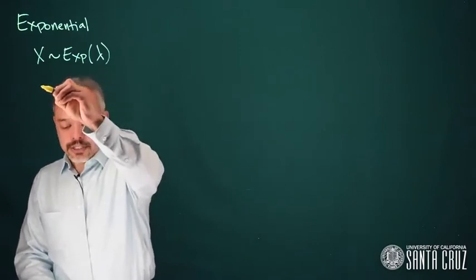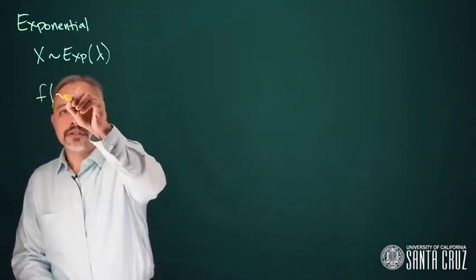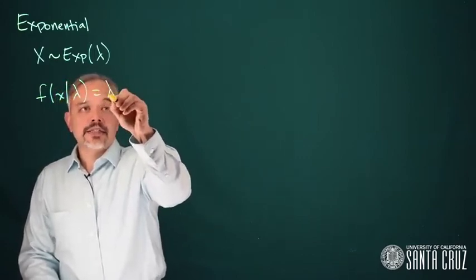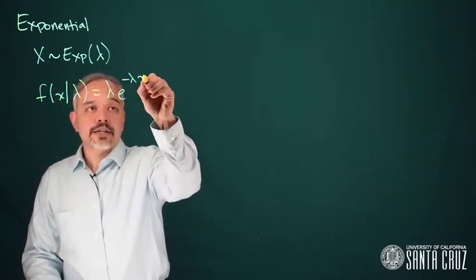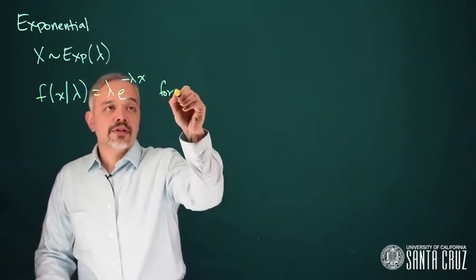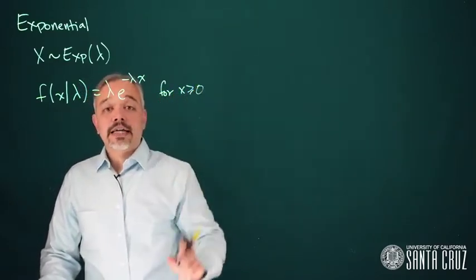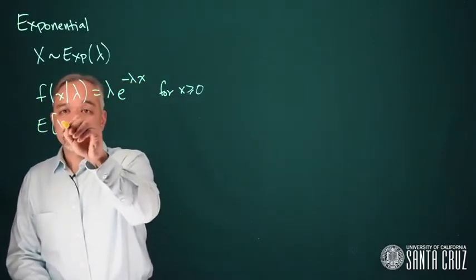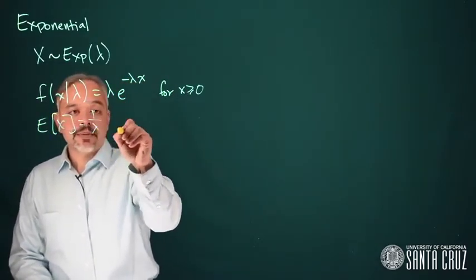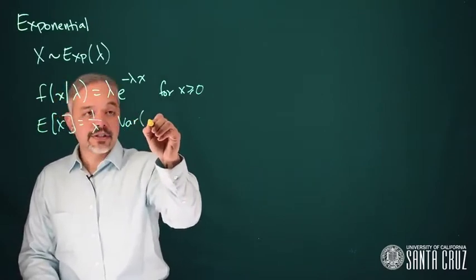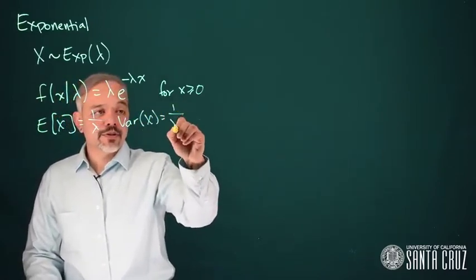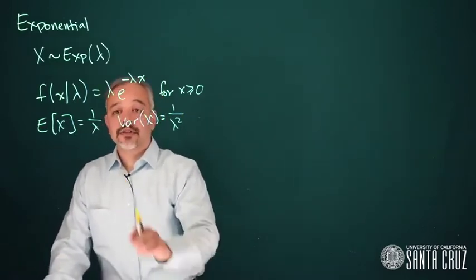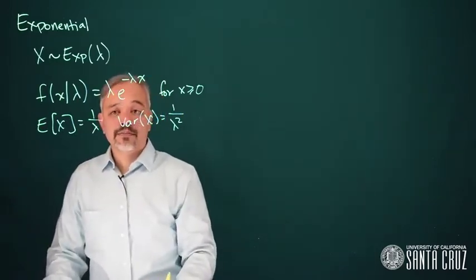This is particularly true for events coming from a Poisson process. The density function for x given lambda is lambda times e to the minus lambda x. This is for non-negative values of x. The expected value is 1 over lambda, and the variance is 1 over lambda squared. So in the case of a bus that comes once every 10 minutes, the rate is 1/10.